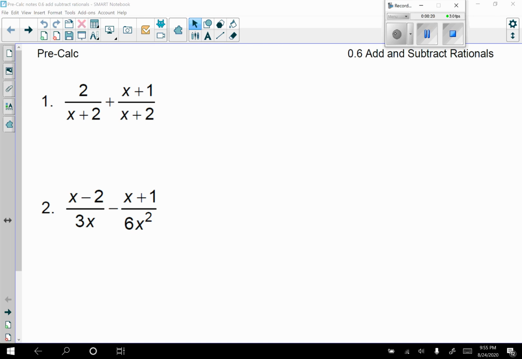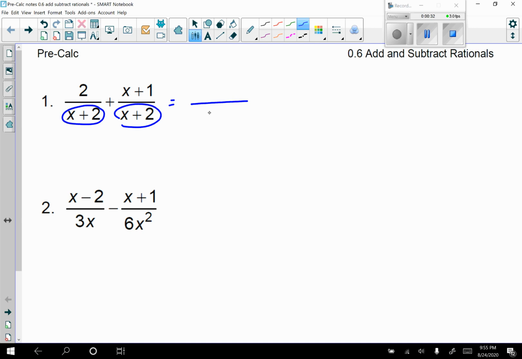So big reminder on the first one, you've got to have common denominators. Adding these up, both have the x plus 2 in the denominator, so you have a common denominator, and that is the denominator of your answer. So same denominator, how many parts do you have? And you just have to add up the numerators. So it is 2 plus x plus 1 in the numerator. We can combine those, and we end up with x plus 3 over x plus 2. No reducing there, so that is our nice little answer.